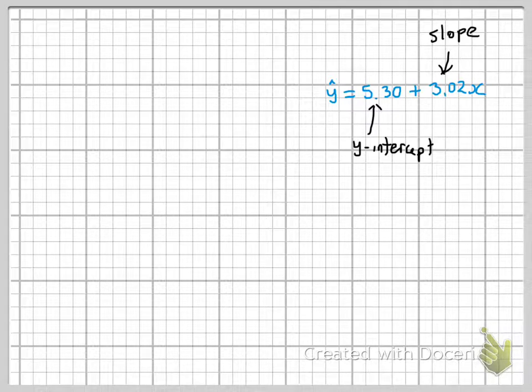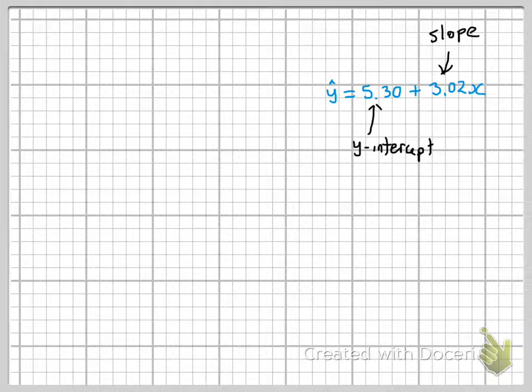So that means that for every year of schooling on the x-axis, how many thousands of dollars more do you get? So according to this model, you get $3,020 increment for every extra year of schooling. That's what this means, starting from 5.30.